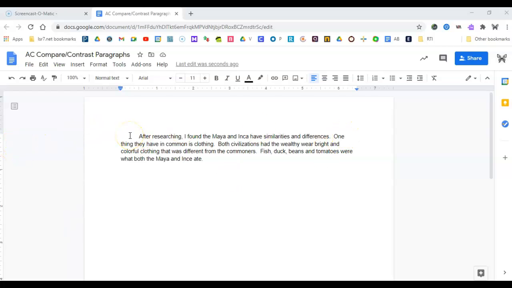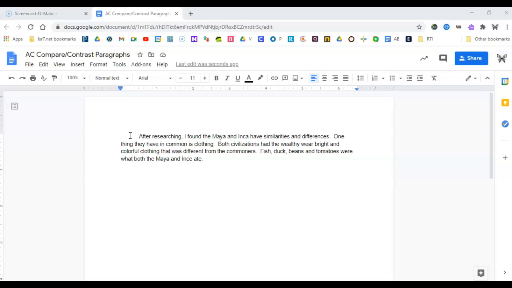After researching, I found the Maya and Inca have similarities and differences. That tells my reader that I'm going to be talking about the Maya, the Inca, what is similar and what is different. First, I'm looking at my graphic organizer. I know you can't see it, but it says, how are they alike? So I'm starting with how they are alike, and I'm going to work on similarities first.